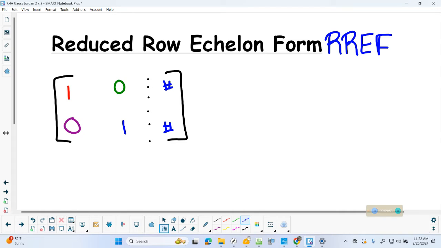Now, the reason why we want it in this form: if I said rewrite this top row equation style, I'd have 1x, I'm just going to put x, 0y, I'm not going to write that, equals whatever this number is. If I said to rewrite the bottom row equation style, 0x, I'm not writing that, 1y equals whatever the number is. So if you get it in reduced row echelon form, the last columns are your answers.